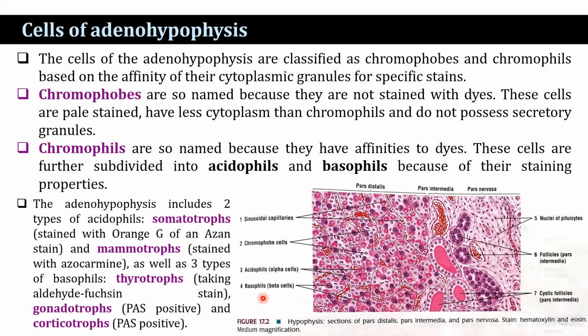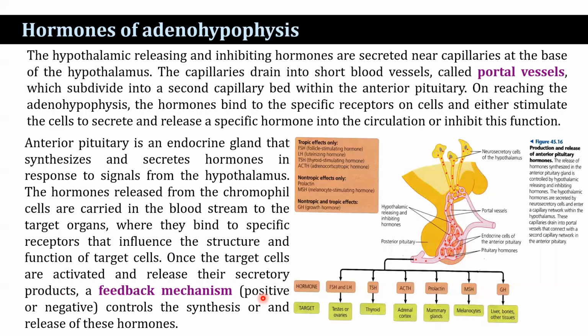So acidophil cells are classified into two types, somatotrophs and mammotrophs, whereas the basophils are categorized into thyrotrophs, gonadotrophs, and corticotrophs. The thyrotrophs are stained with aldehyde fuchsin stains, whereas the gonadotrophs are PAS positive and corticotrophs are also PAS positive.